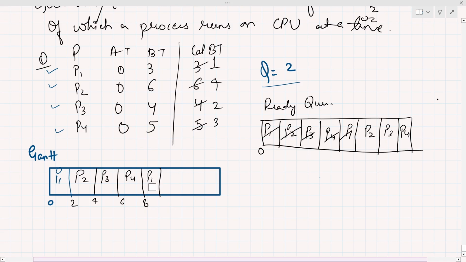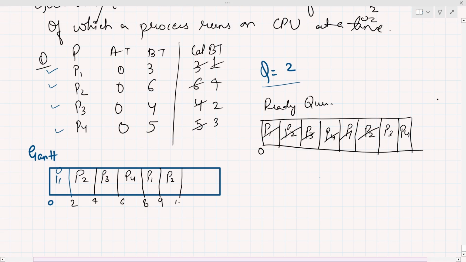Time quantum doesn't mean that you have to execute the process till that time. The time quantum is basically the maximum amount of time that a process spends on the CPU. It can spend less than the time quantum. Okay. So P1 is removed and P1 is completed. So no need to add P1 in the ready queue because P1 is completed. After P1, the other process is P2. Remove P2 from the ready queue and add it in this Gantt chart.